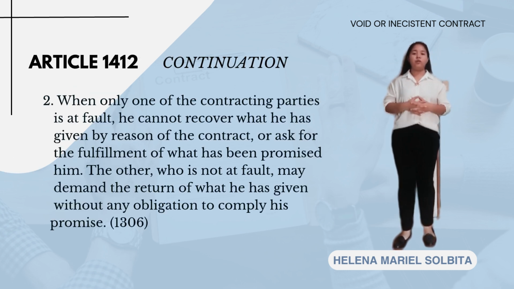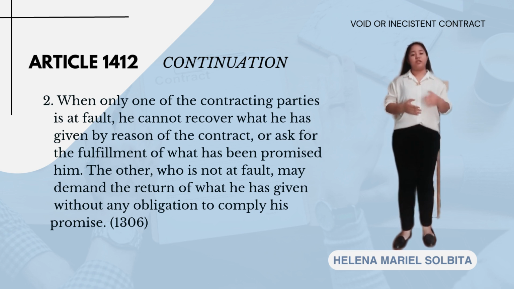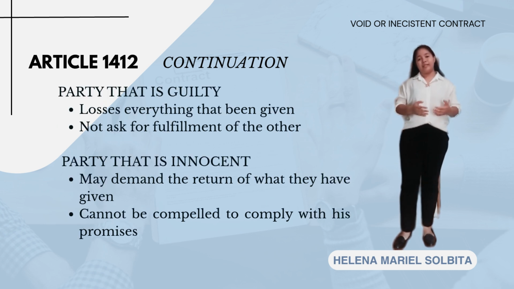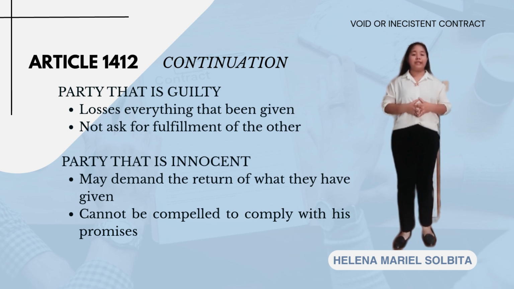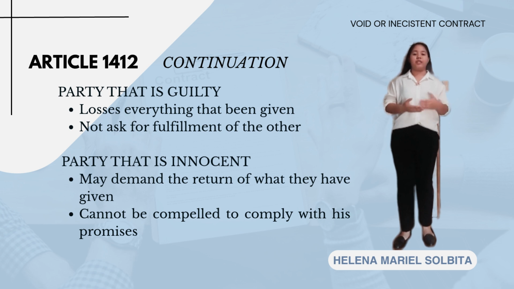Number 2. When only one of the contracting parties is at fault, he cannot recover what he has given by reason of the contract or ask for the fulfillment of what has been promised him. The other, who is not at fault, may demand the return of what he has given without any obligation to comply with his promise. In this case, when only one is guilty or in delicto, that party loses everything that he has given and cannot ask for the fulfillment of the other. And the other party that is innocent may demand the return of what he has given and cannot be compelled to comply with his promises.